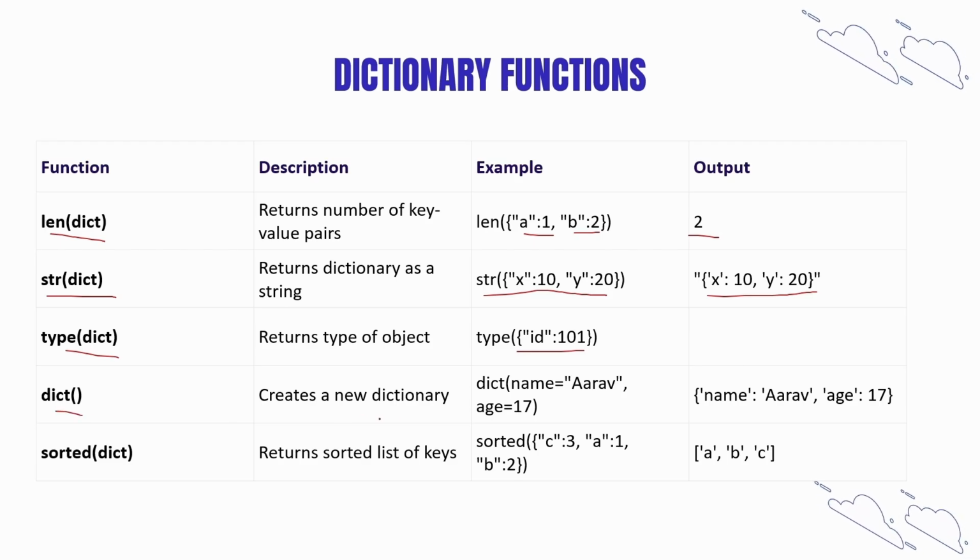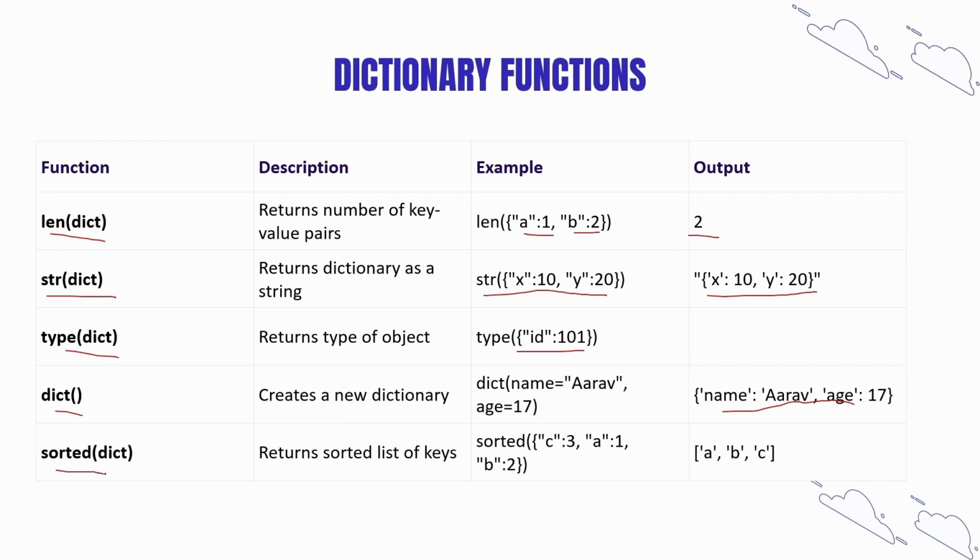Next is dict. It creates a new dictionary. When I say dict and inside this I give my details like name equals Arav, age equals 17, it creates a dictionary for me. Here this name Arav, age 17 inside these curly braces is a dictionary. So it has created this new dictionary.